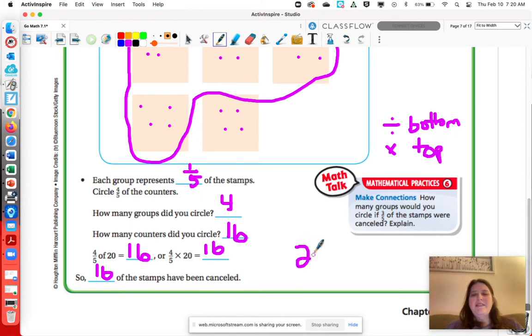So if you do 20 divided by the bottom of the fraction, which is 5, you get 4. And then we take that answer and we multiply 4 times the top, which is 4. There's your 16. So if the bottom number goes equally into the whole number, we can divide by the bottom and multiply by the top. Let's take a look at the next page.